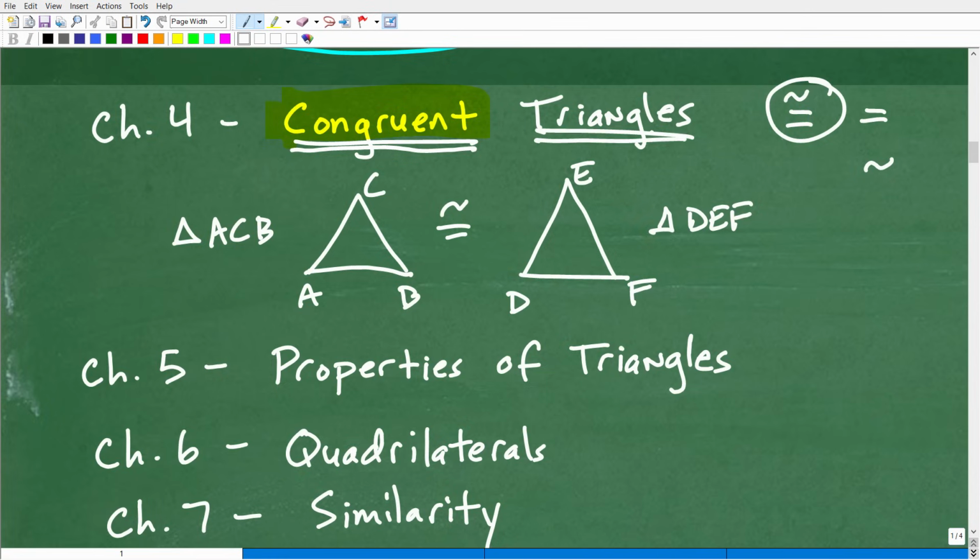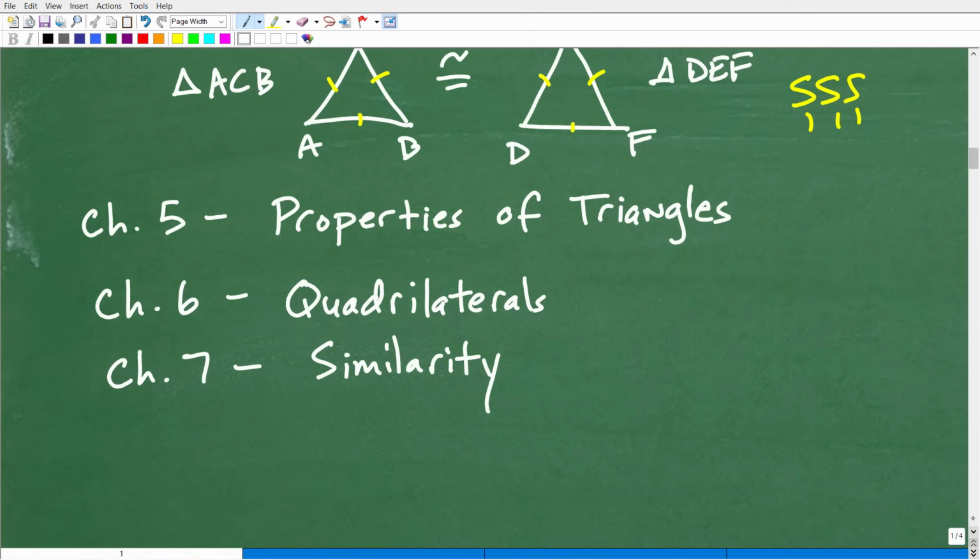Now of course, in this particular chapter, you're going to be talking about congruent triangles, and you're going to be learning all kinds of postulates and theorems, things like SSS, side, side, side. So if you have two triangles and each of the sides are the same lengths, you have congruent triangles. You're going to be learning various theorems and postulates so that you can prove, and this is where that idea of proof is going to come in, that two triangles are congruent. So congruency is a big deal in geometry.